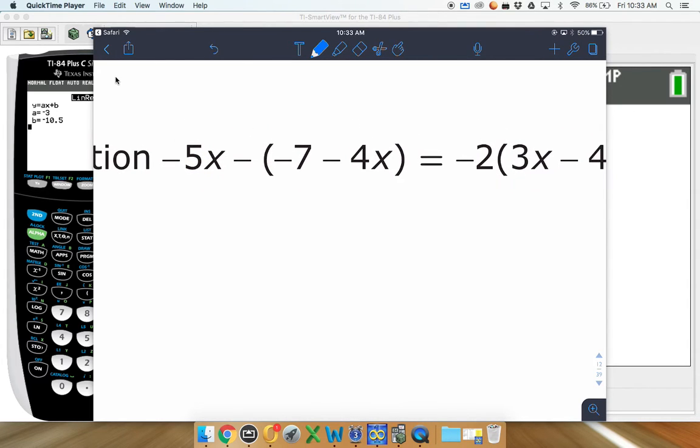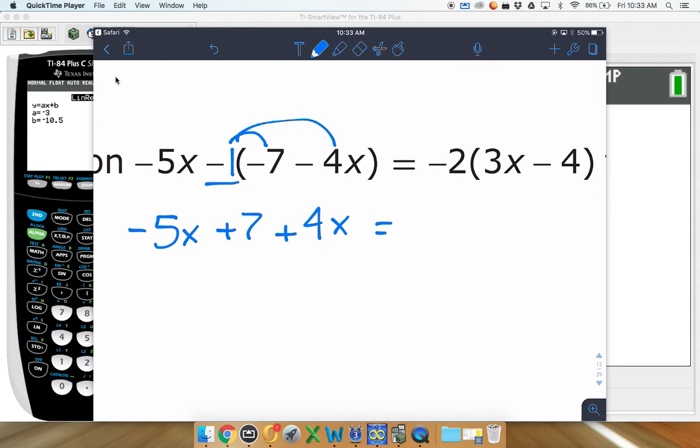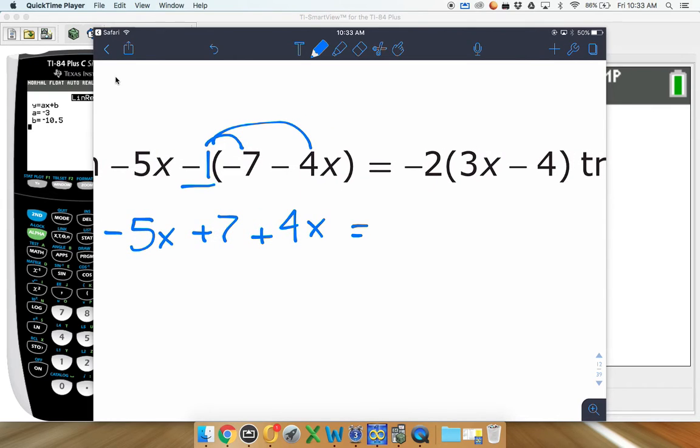In my previous video, if you're watching all of them, we know if we got a negative outside the parentheses, it's implied to be a -1 outside the parentheses, which we have to go back and distribute. So that'll be -5x, that'll be +7, that'll be +4x. And then there's your right-hand side. Same thing over here. We need to distribute the -2. That'll be -6x right there, and that'll be +8.